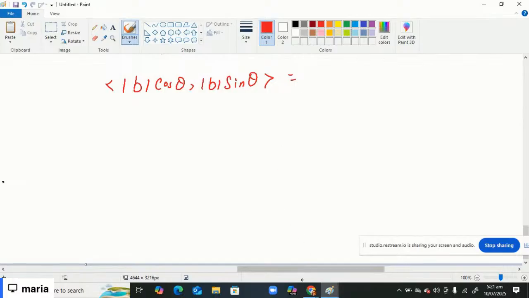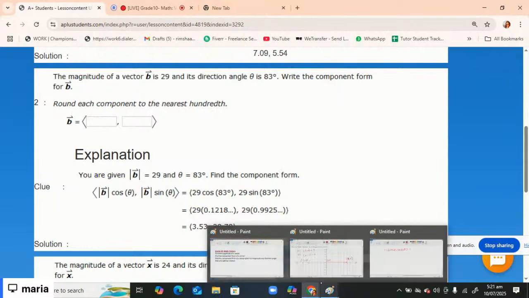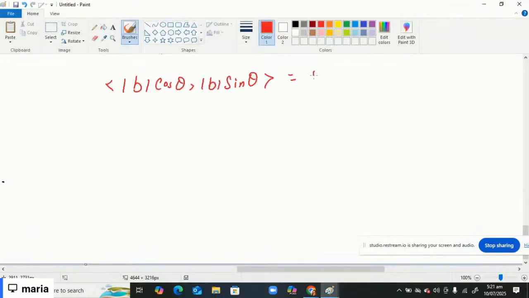So what is the magnitude of B which is given? That is 29 and the angle is 83. So 29 cos 83, 29 sin 83.